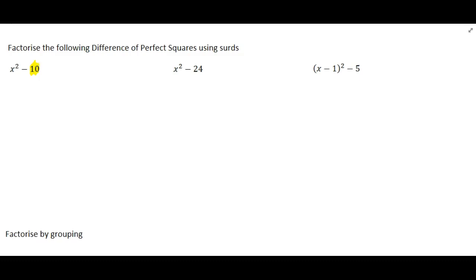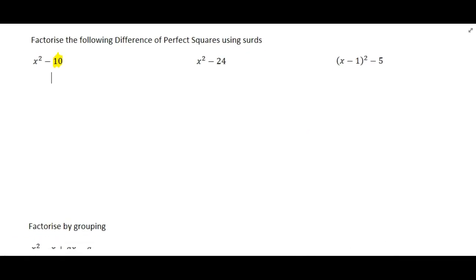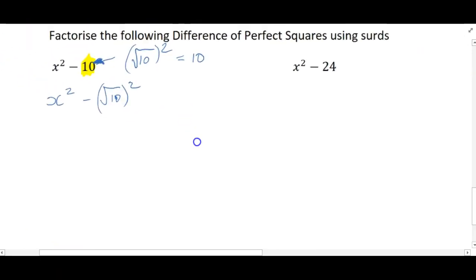So one thing we can do is use surds. We learned about surds in the last chapter, and one thing we can think about is how you can write 10 as a square number. If you remember, the square root of 10 all squared is equal to 10. The square root of 10 is a surd. So what we do is x squared minus the square root of 10 all squared.